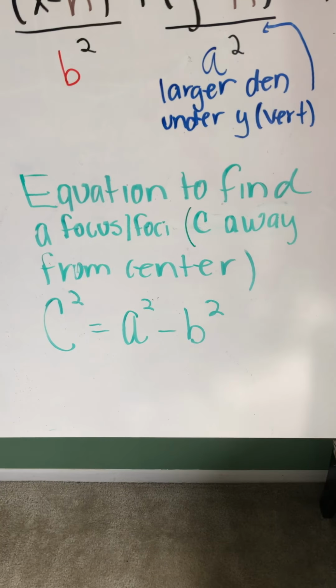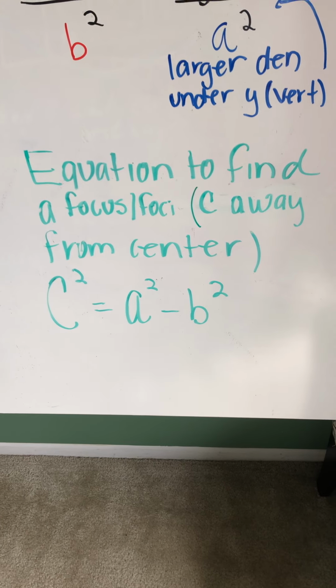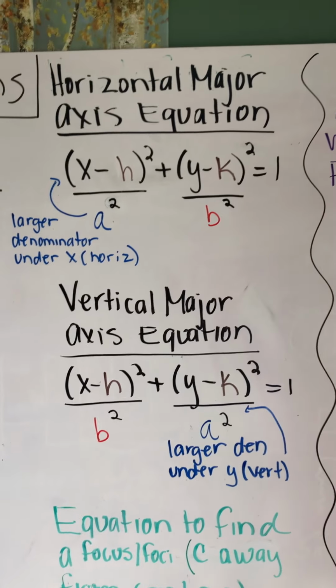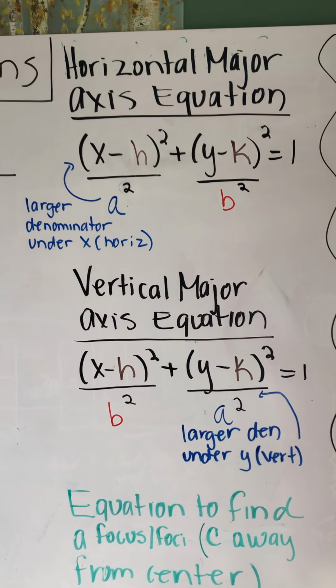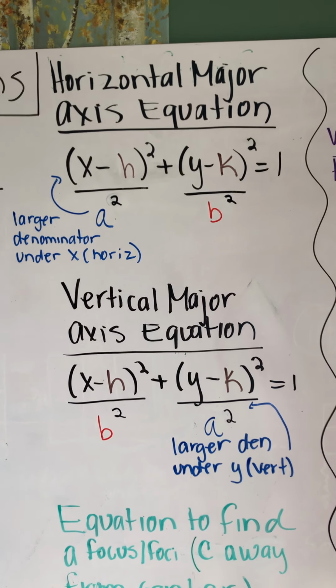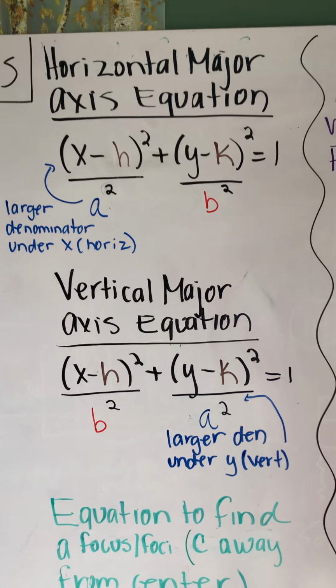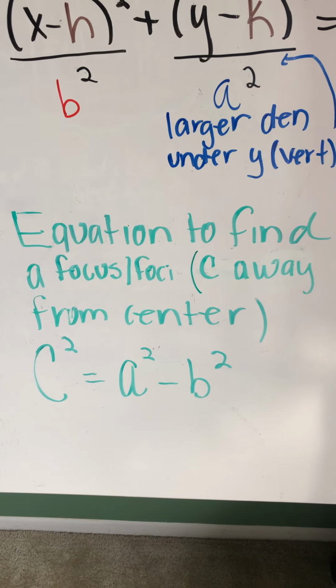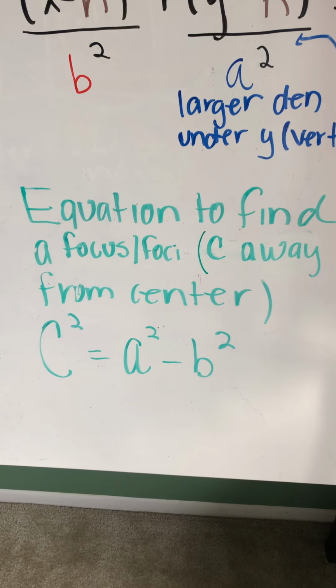A lot of you asked about finding a focus or the foci. You need an equation for that. Notice our two equations for ellipses only have H, K's and A's and B's. There's no C. That's related to the foci or the focus. So what you need is this extra little equation: C squared equals A squared minus B squared.